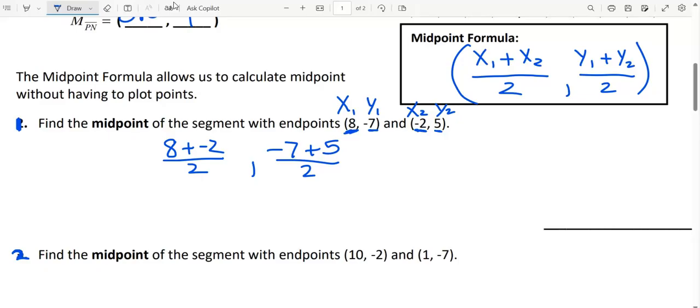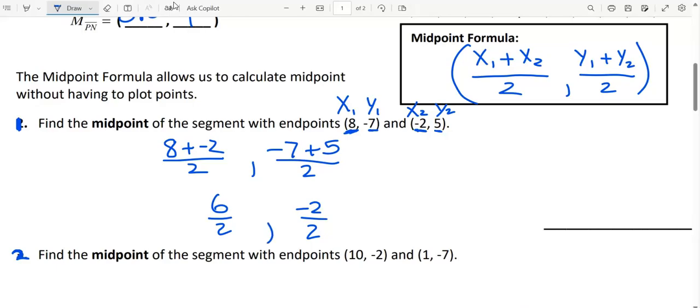Okie dokie. So now all we got to do is simplify these fractions, okay? So could you do mental math? Yeah. I hope so, right? I think so. But when in doubt, Desmos will help you, okay? So mentally, 8 plus negative 2, or 8 minus 2 is 6. And then negative 7 plus 5 on top is negative 2.